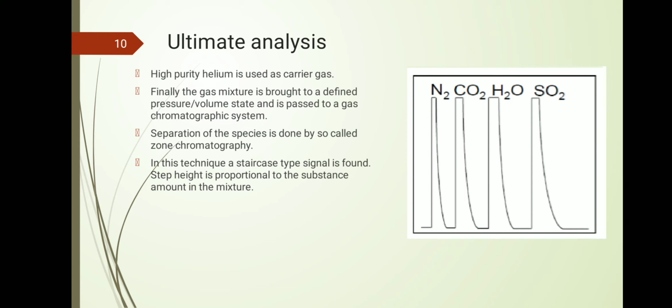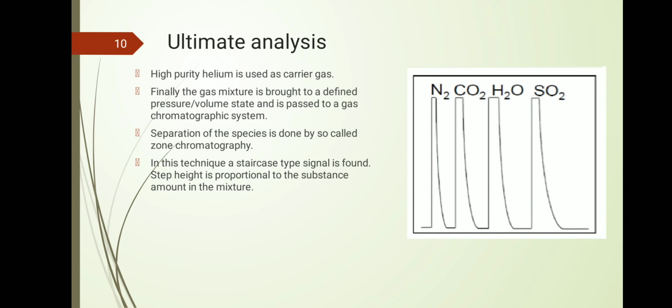Gas chromatography is the technique used for finding out the composition of a gas. It is the most accurate method available. So our output will be a staircase type signal, and we have to interpret its percentage from this diagram. So that is about gas ultimate analysis.